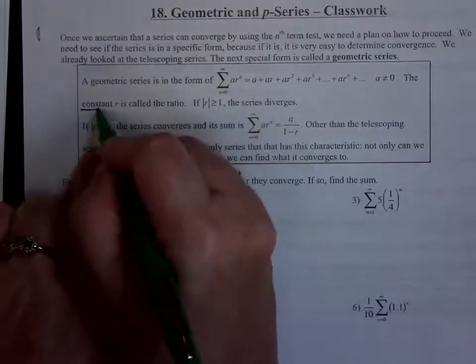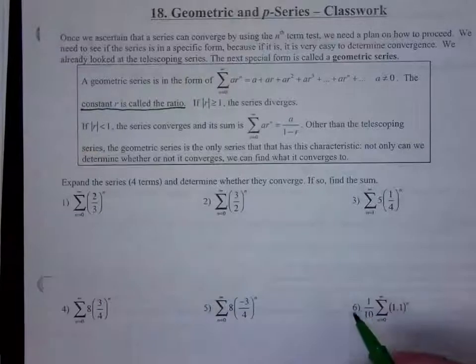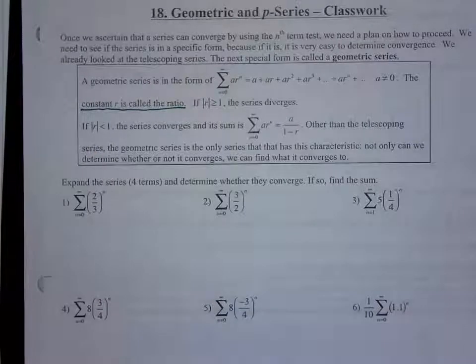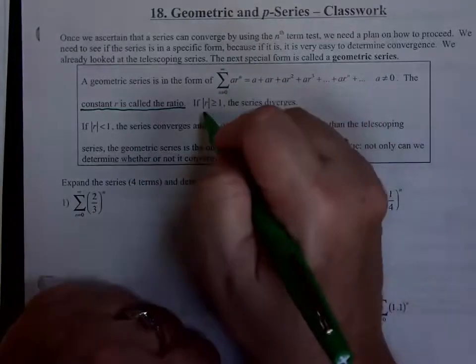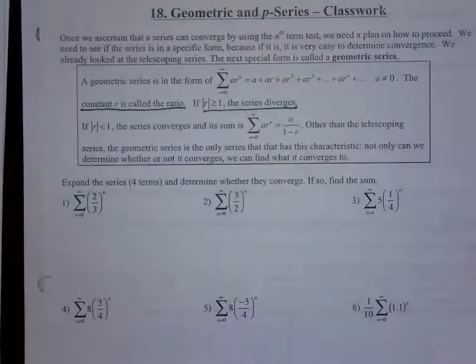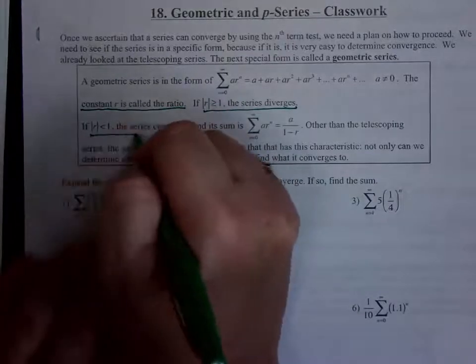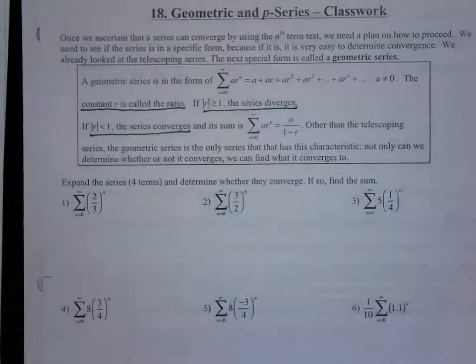The constant r is called the ratio, and that's very important because that is the determining factor as to whether or not this thing is going to converge or diverge. Okay? So here's the rule. If the absolute value of r is greater than 1, the series will diverge. But more importantly, we want to know when it converges. It converges when the absolute value of r is less than 1. But in more simple terms, if r is between -1 and 1, that's how you know it converges.